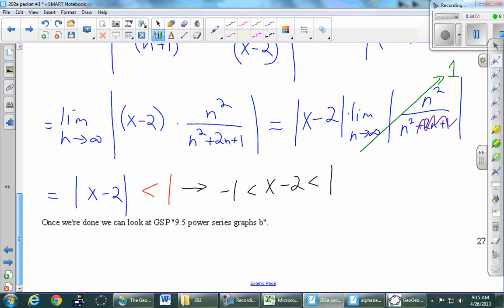We're going to solve for x. How do we solve for x here? You add 2 to all three sides. Right, so let's add 2 to everything. And we get 1 less than x less than 3. So if you pick x's between 1 and 3, the original power series will converge. Yeah, when you multiply or divide by a negative is when you change that direction.